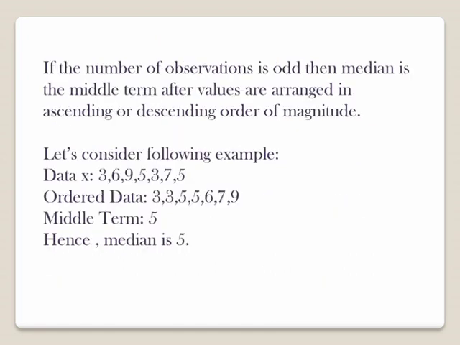Now, let's consider two cases, one with an odd number of observations and the other with an even number of observations. If the number of observations is odd, then the median is the middle term after values are arranged in ascending or descending order of magnitude. In the given example, after arranging the data in ascending order, the median comes out to be 5.